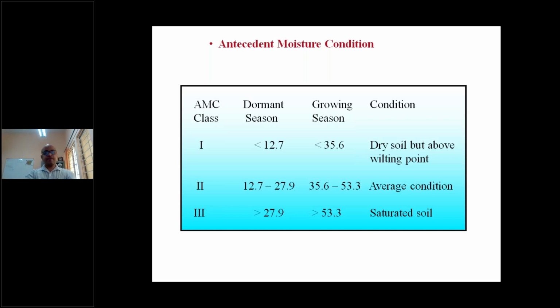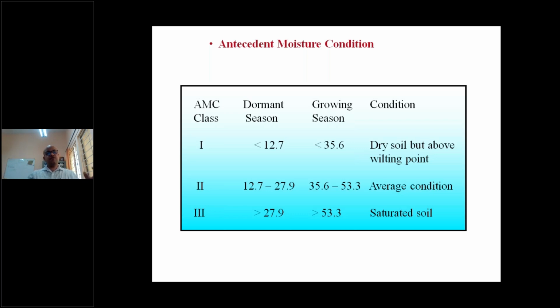If the last 5 days total rainfall is more than 27.9, we will call that area as a saturated area. Now these numerical definitions will change in terms of growing season. In growing season, if last 5 days rainfall is less than 35.6, AMC condition 1. If it is between 35.6 and 53.3, AMC condition 2, and greater than 53.3, AMC condition 3.